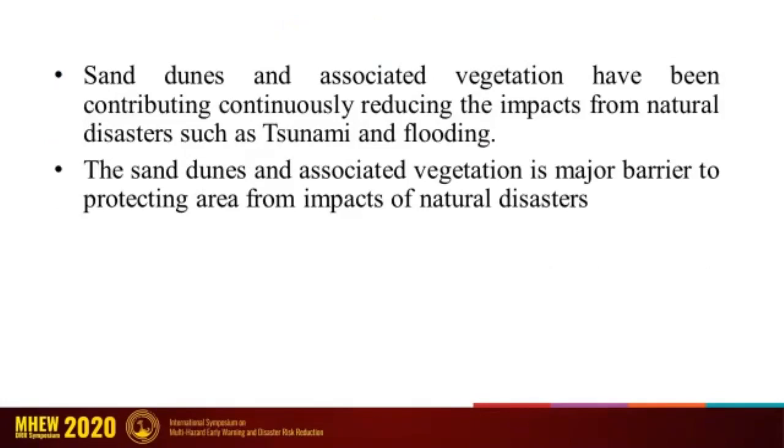Sand dunes and associated vegetation have been continuously contributing to reducing the impact from natural disasters such as tsunami and flooding. The sand dune and associated vegetation is a major barrier protecting the area from the impact of natural disaster.